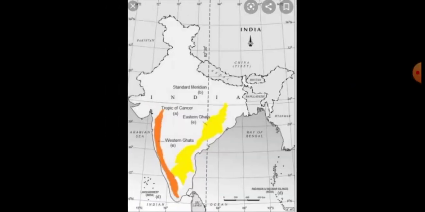Okay, just see the next map. This is the Western Ghats and Eastern Ghats. This map shows the Western Ghats and Eastern Ghats. The orange color is mentioned as the Western Ghats. It is from Mumbai to Kanyakumari.